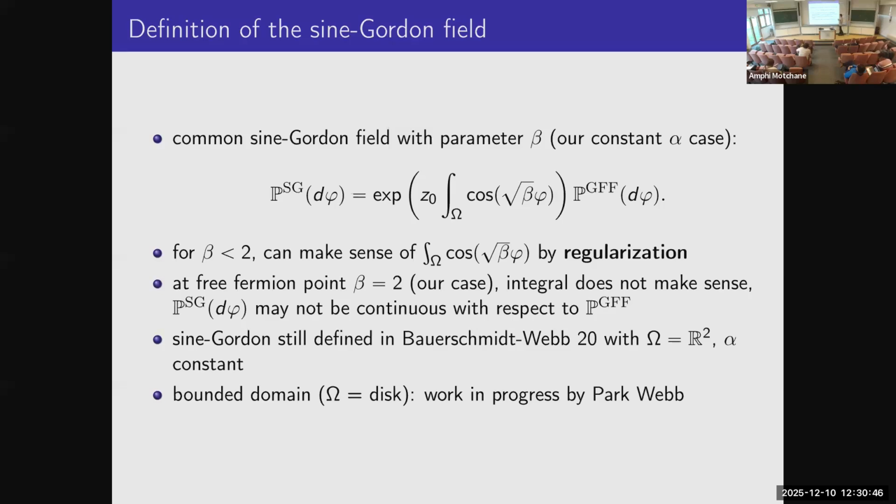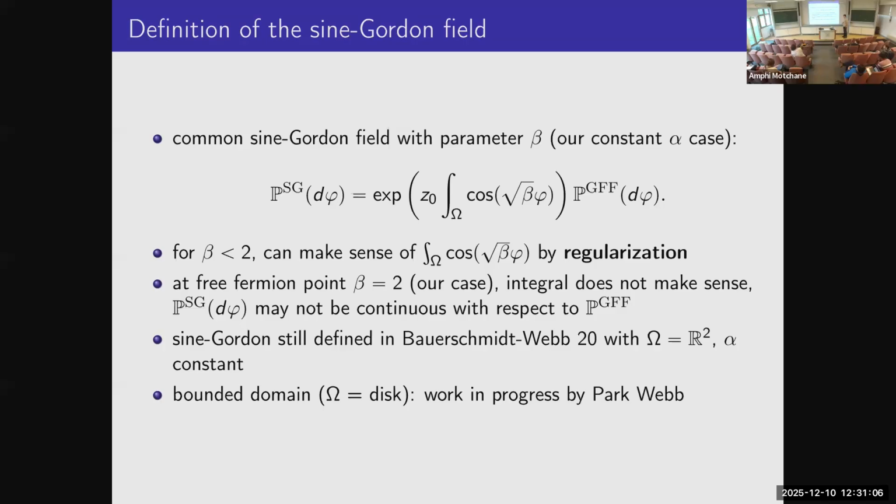It was defined in the case of the full plane. So the domain is just the full plane and with a constant drift vector alpha. And for bounded domains, which is what we want, it is actually a work in progress by two authors, Park and Webb, to just define the sine-Gordon field.